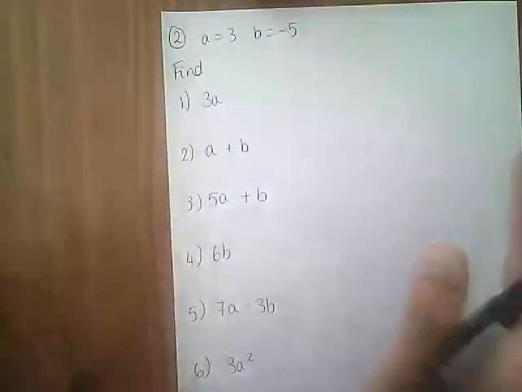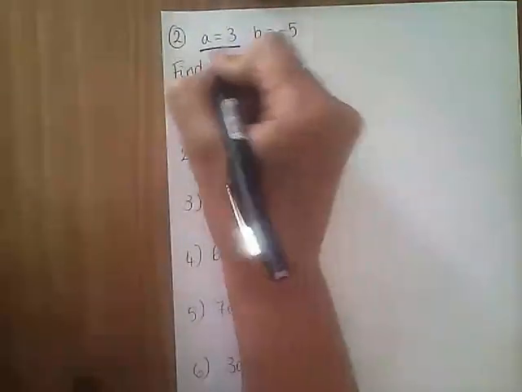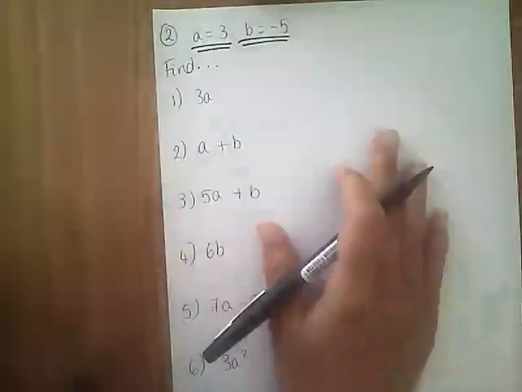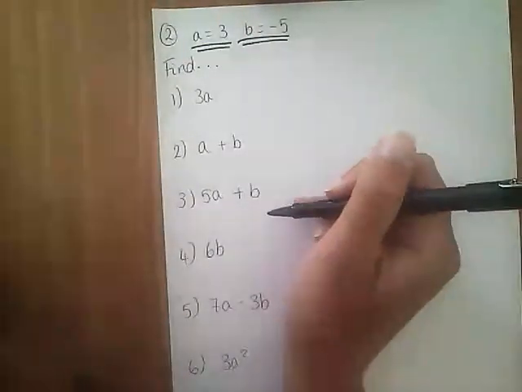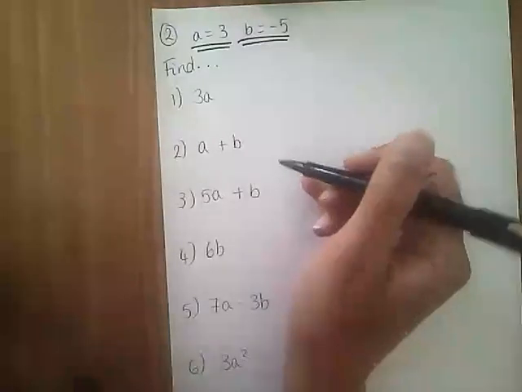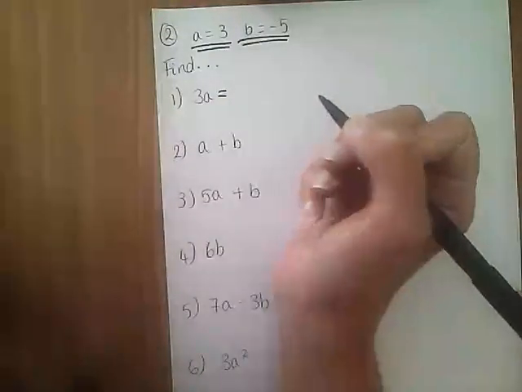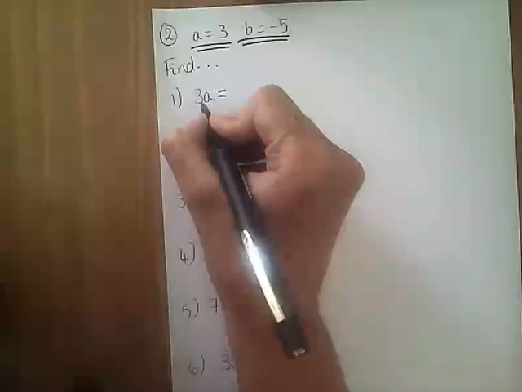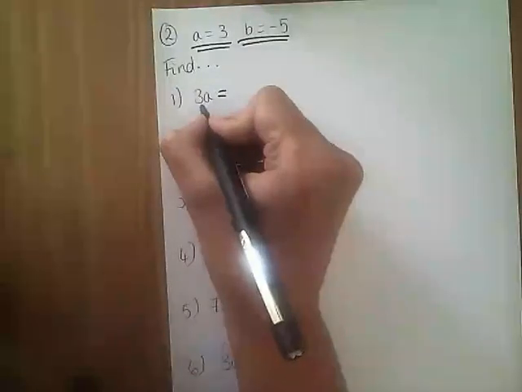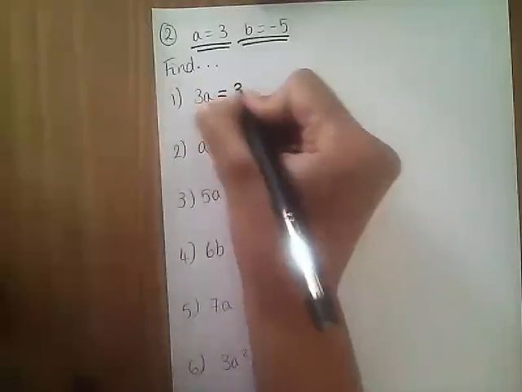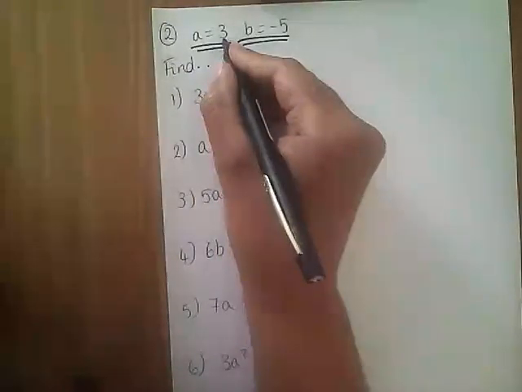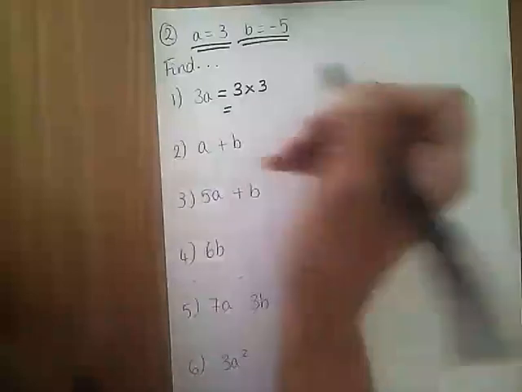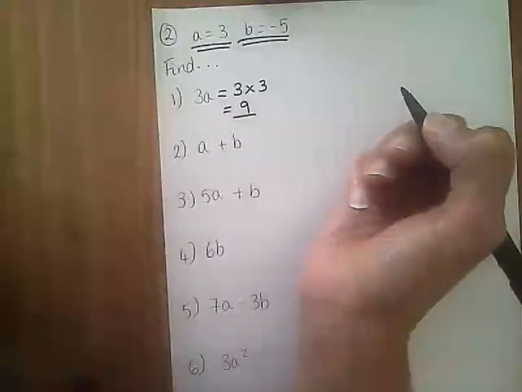So, this question, we have been told that A is 3 and B is minus 5. And then we've been asked to work out the values of various different expressions, okay? So first one is 3a. Don't forget, if two things are next to each other in maths, it means times. So that means 3 times a, okay? And a, in this case, is 3. So it means 3 times 3, which is 9, okay?